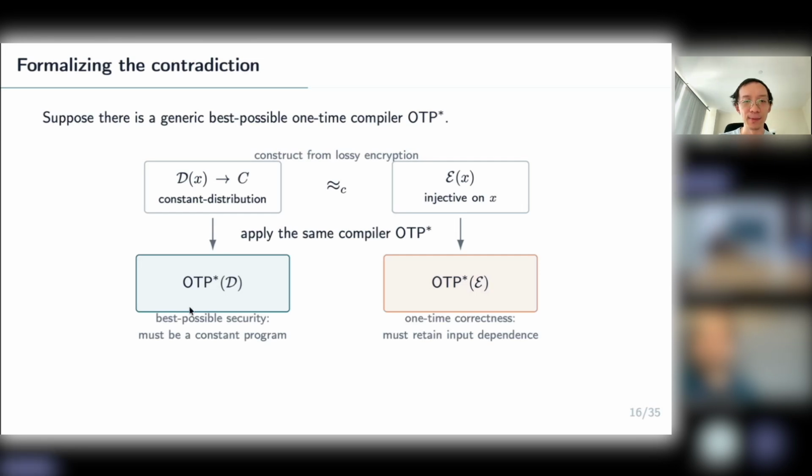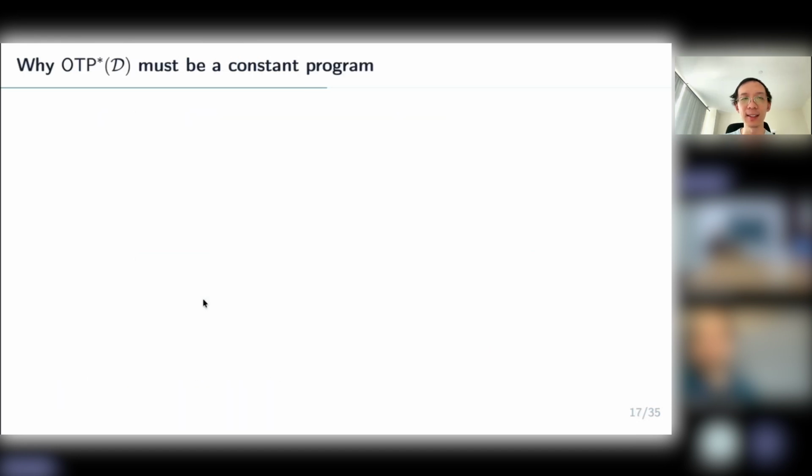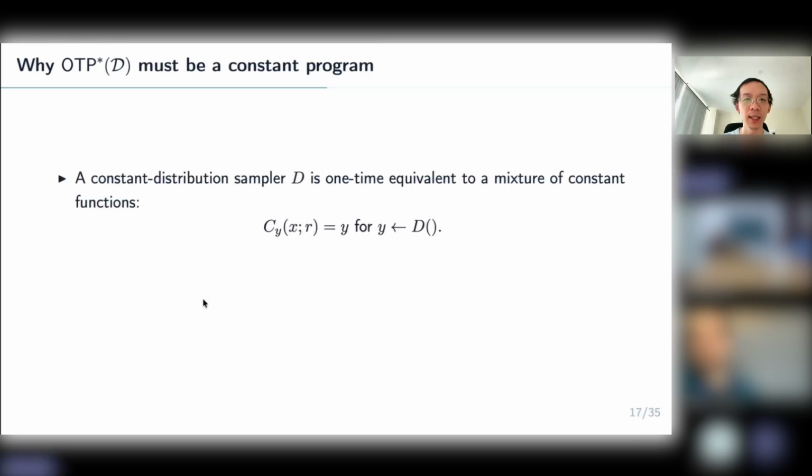Okay. So I guess I glossed over this little detail, which is why OTP star of D must be a constant program. So that's the part I am going to explain next. So why must this be true? Okay, so here's the argument.